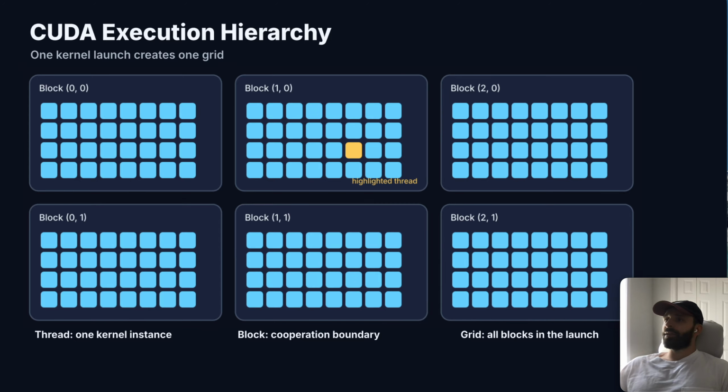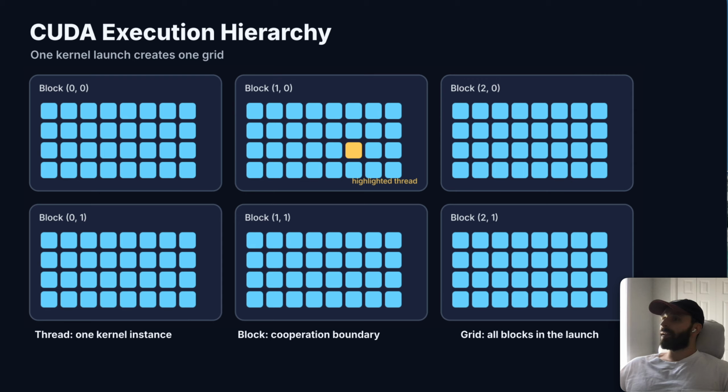Okay, the next slide here, you can see one kernel launch creates one grid. So this whole picture is just one grid, and it's broken up into blocks, and each block has threads. Every thread runs the same exact kernel function. What makes a thread unique is its built-in position, so keep that in mind. What makes a thread unique is the position in the block and in the grid: its thread index inside the block and the block index inside the grid.